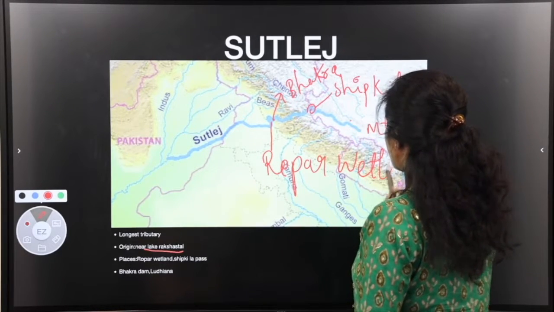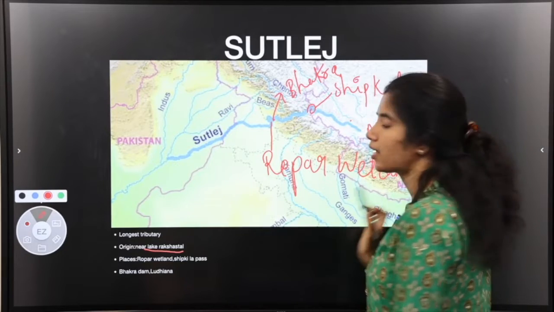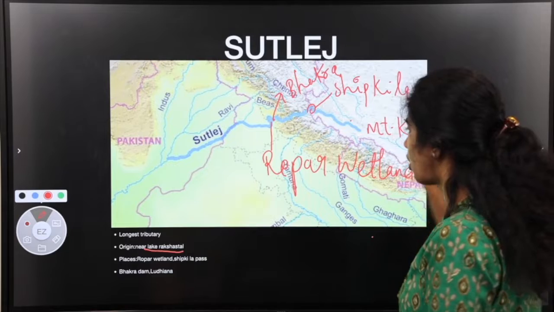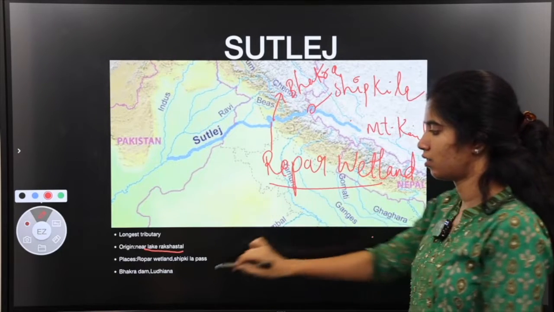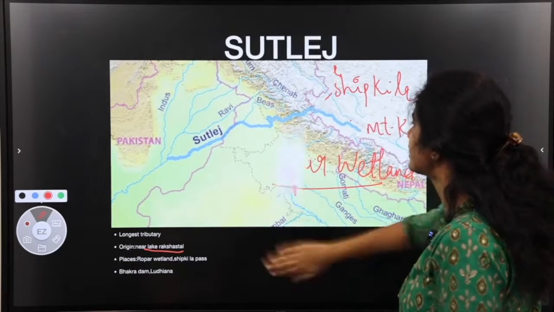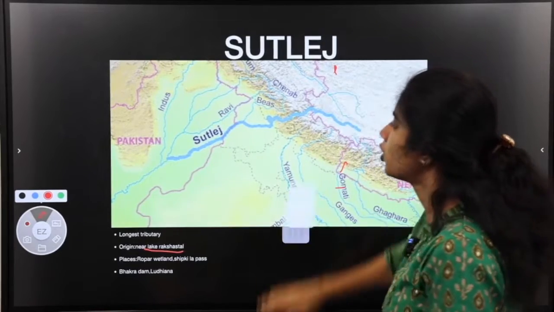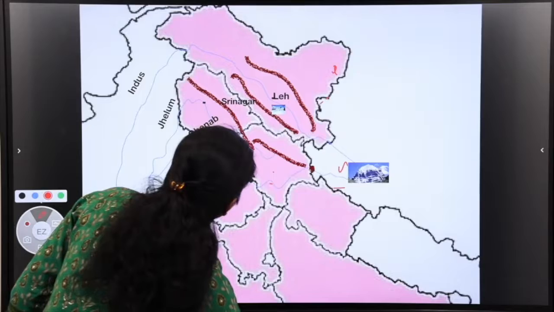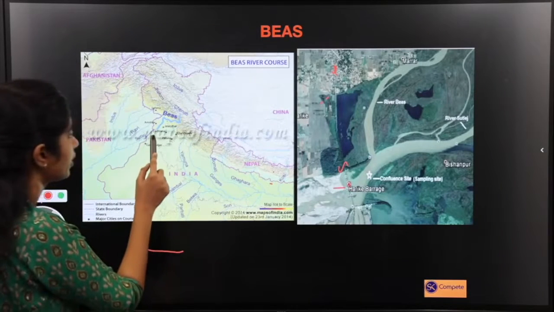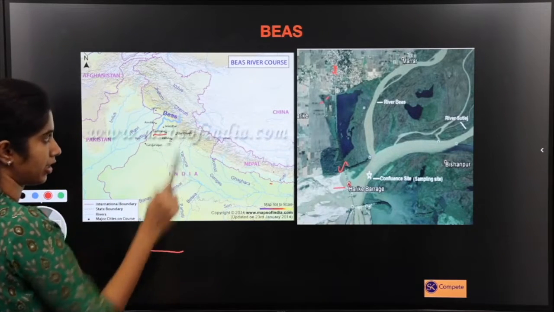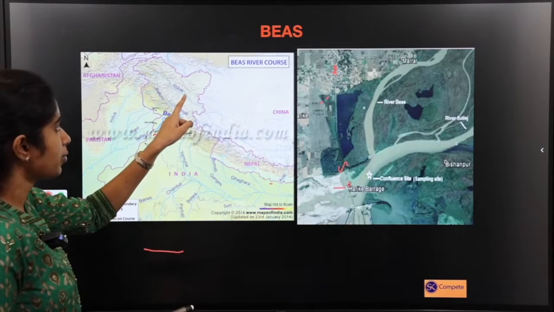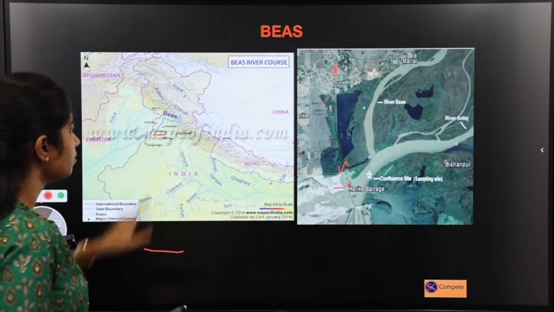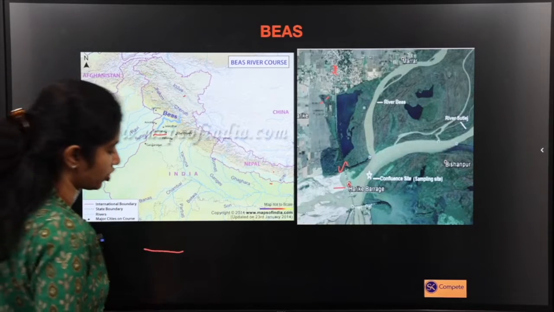What is the one more wetland we saw? That is Harike, that is at the confluence of river Beas and Satluj. This is on Satluj, Roper wetland is found. And which is a city existing on river Satluj? Ludhiana city in Punjab. So Ludhiana city exists on river Satluj. So Leh is the city which is existing on river Indus. Srinagar exists on river Jhelum. Ludhiana on Satluj.